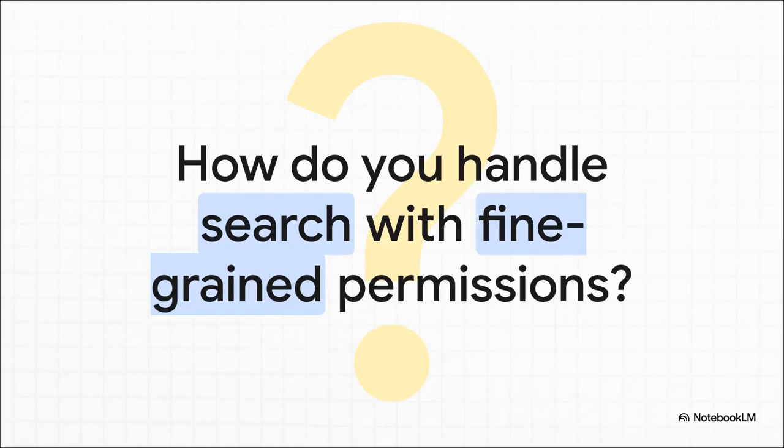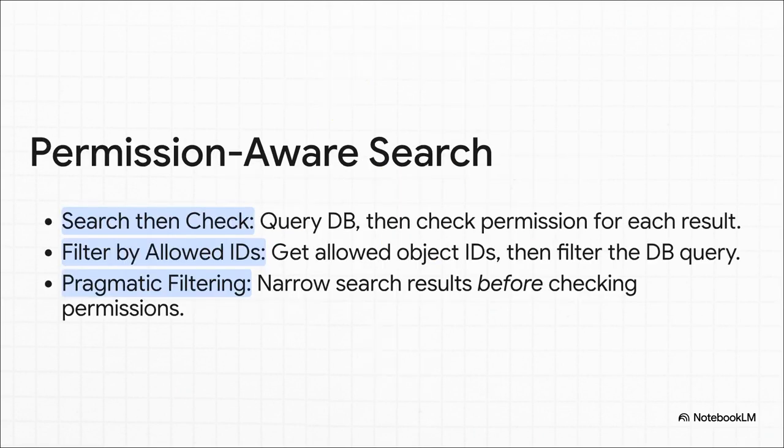All right, let's talk about the big one, the elephant in the room. How do you build a search bar that only shows results the current user is actually allowed to see? This is a notoriously hard problem to solve in any system that has this kind of granular permission model. There are a few common strategies. You could search your database first, then loop through the results and check each one with OpenFGA, but that gets really slow with large result sets.